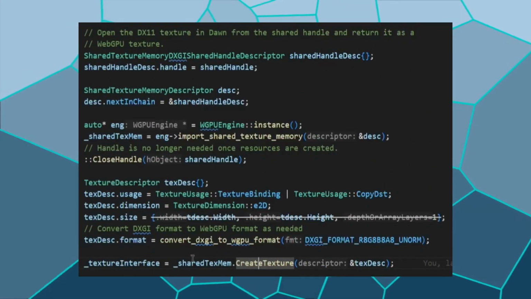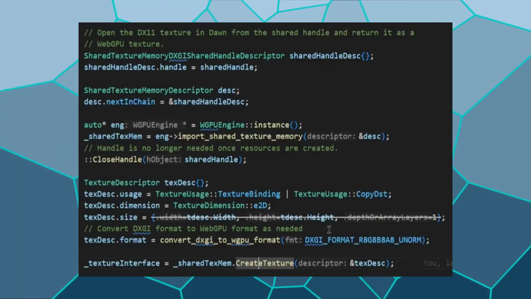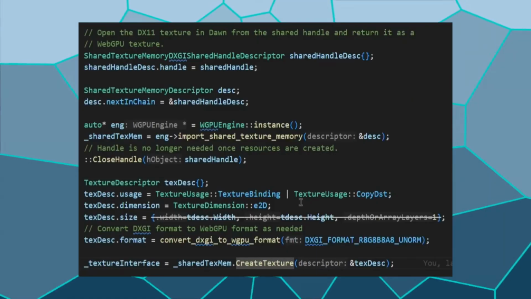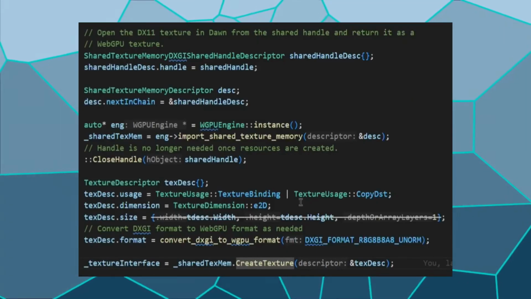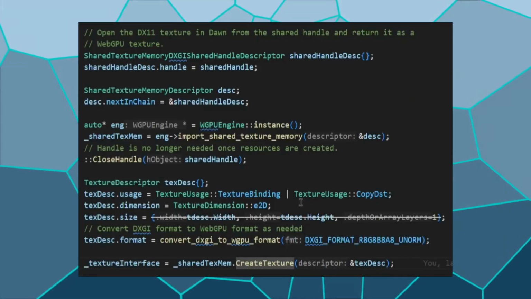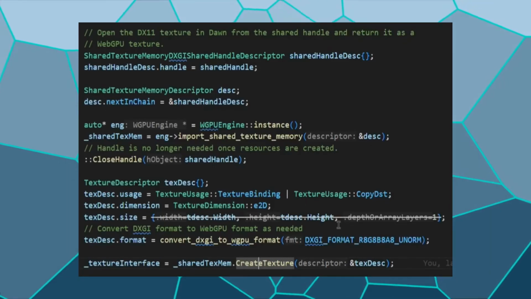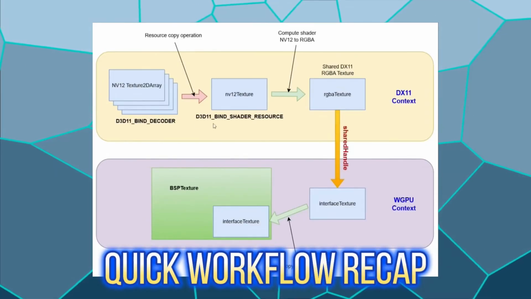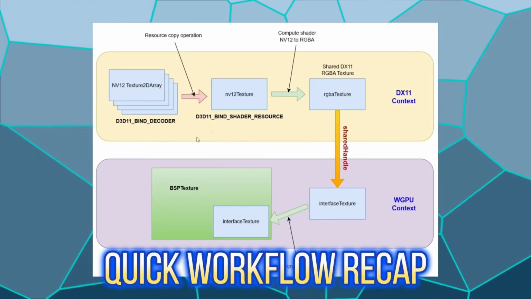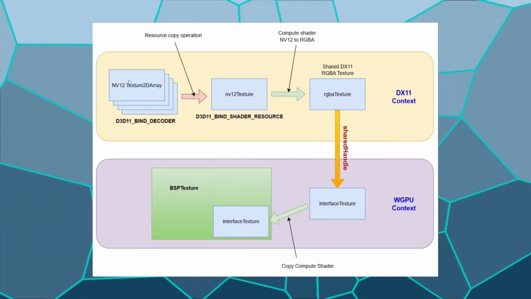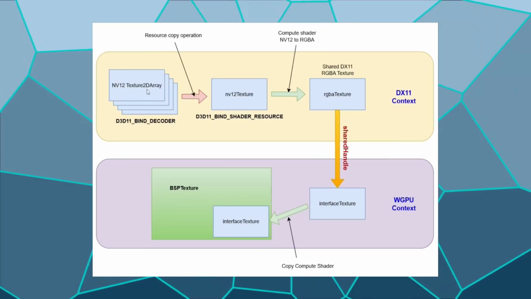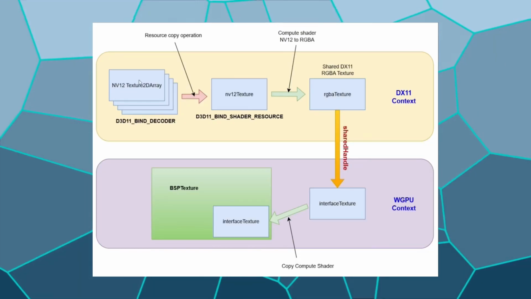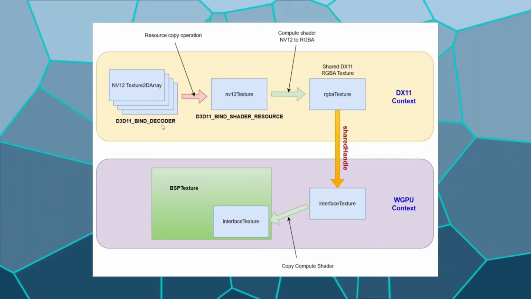With all those elements put together, we can then extract a stream of video frames from the source video file and get them fully imported into WebGPU with complete hardware acceleration. Yippee! So now just to recap, here is an overview of the workflow that we use to copy all those frames.